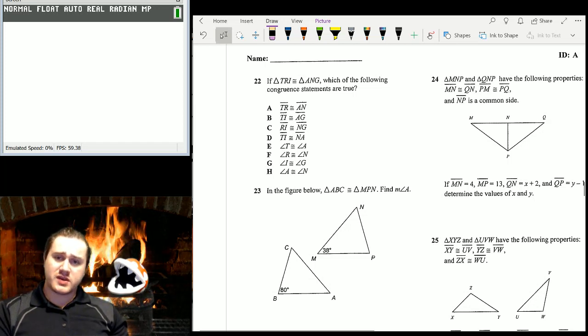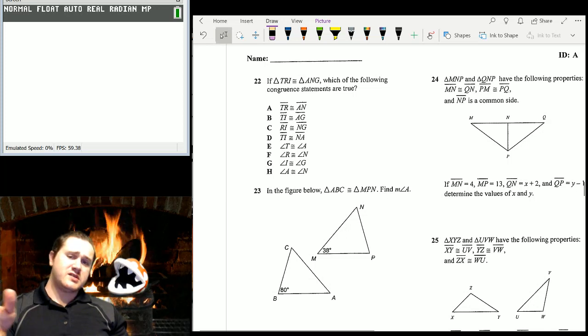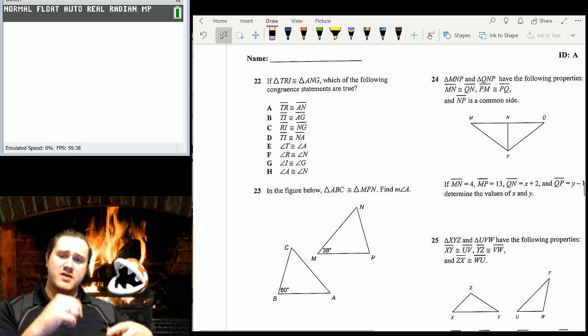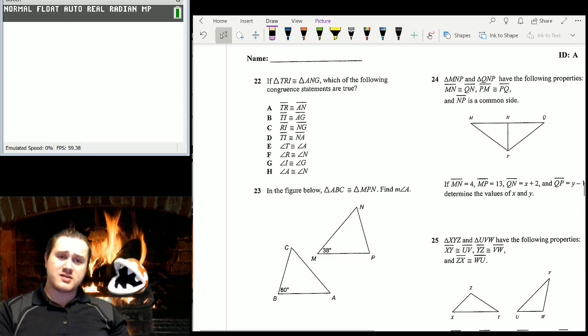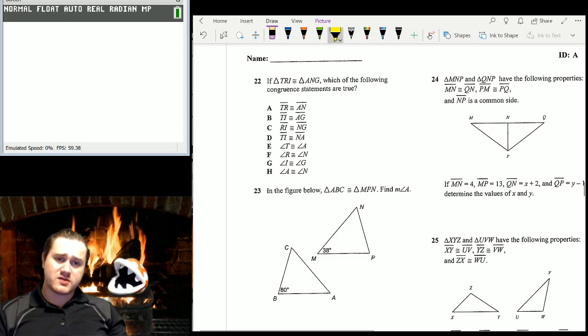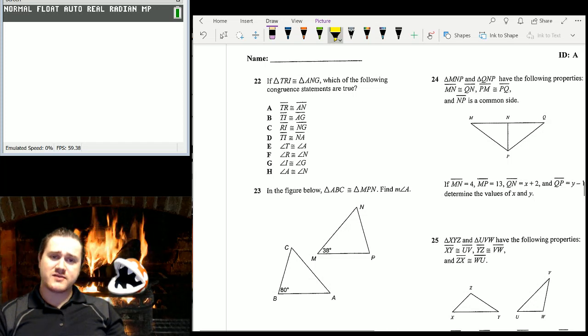So again, with this one, if you have a congruency statement, the first letter matches with the first, second matches with second, third matches with third. The best way is to compare and make sure that these actually are matching up. On the first one, it says TR and AN. TR is first and second, AN is first and second. That one works out. So A works.